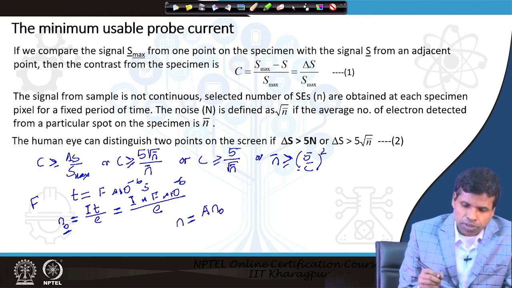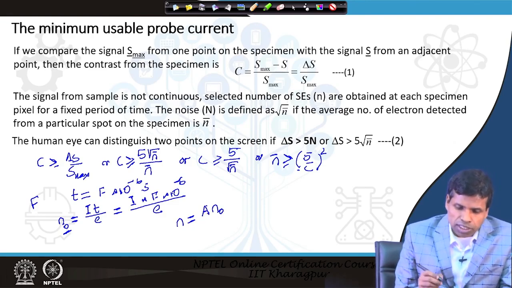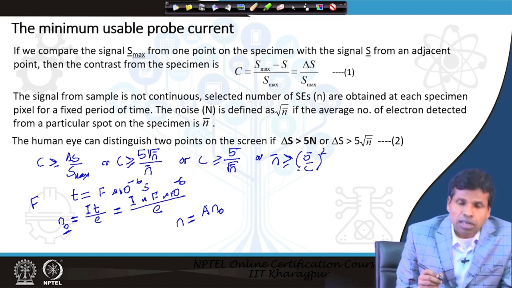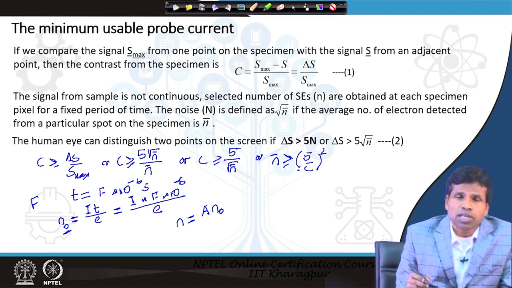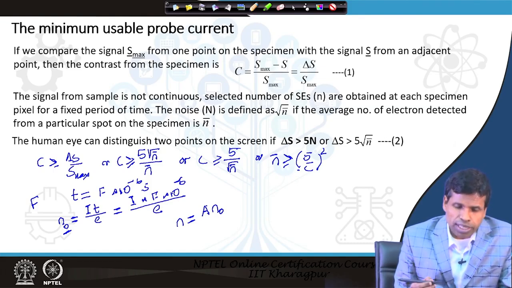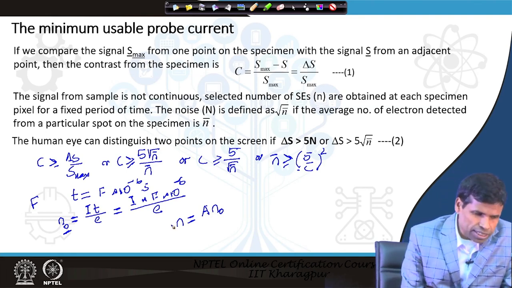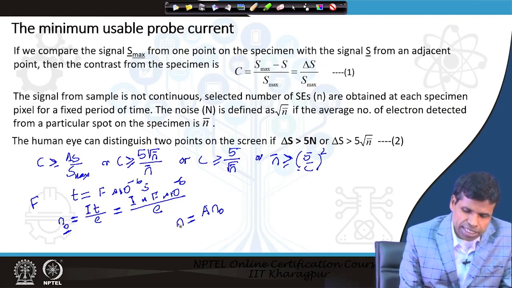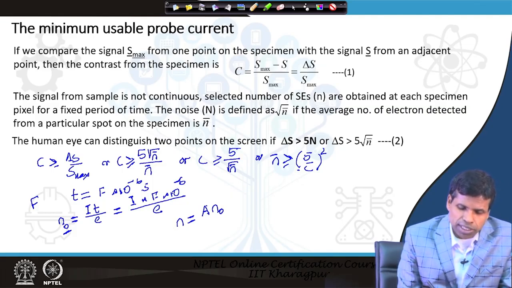Constant A is here because it depends on the electron beam specimen interaction, how efficient the interaction between the electron beam and specimen is, and also the detector efficiency. If a detector is highly efficient, it will collect all the electrons, secondary electrons, or all the signals generated from the specimen at each point. So, n is the number of electrons that is detected by the detector.